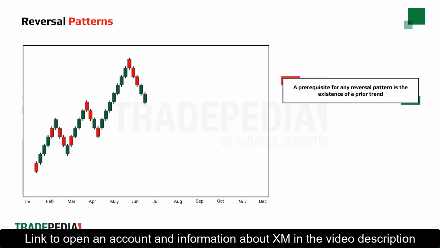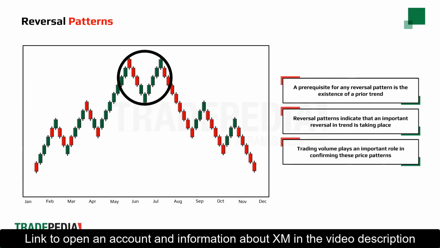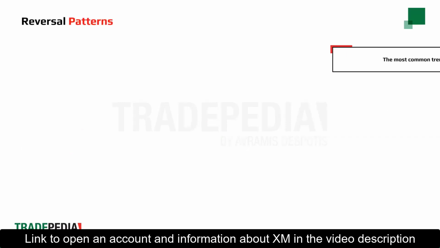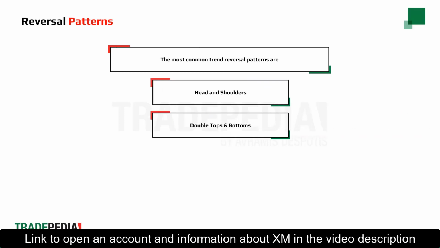A prerequisite for any reversal pattern is the existence of a prior trend. Reversal patterns indicate that an important reversal in trend is taking place. Trading volume plays an important role in confirming these price patterns. The most common trend reversal patterns are head and shoulders, double tops and bottoms, and triple tops and bottoms.